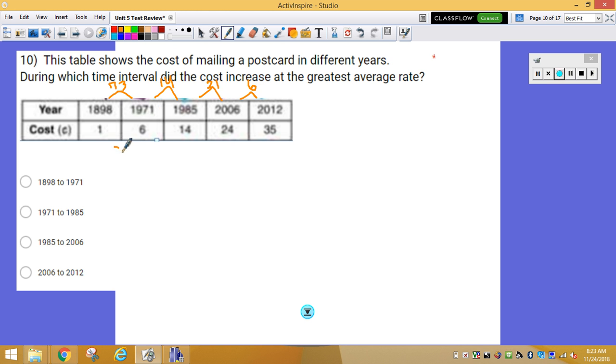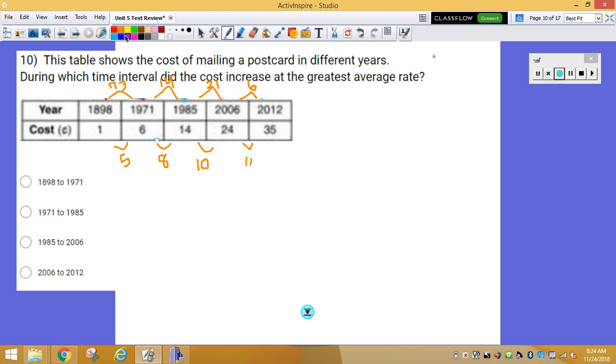I'm going to do the same thing down on my y's. 1 to 6, we went up by 5. 6 to 14, we went up by 8. 14 to 24, we went up by 10. 24 to 35, we went up by 11.